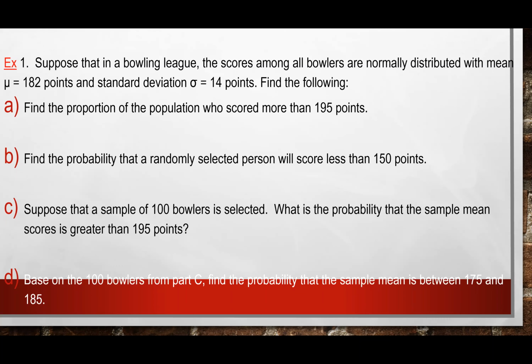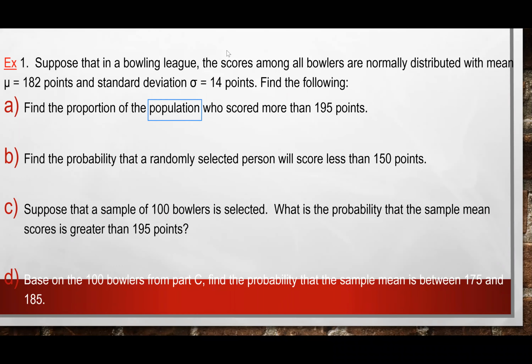So let's take a look at example 1. They say, suppose that in a bowling league, the scores among all bowlers are normally distributed with a mean of 182 points and a standard deviation of 14 points. Find the following. So again, find the proportion of the population, find the probability of a randomly selected person.